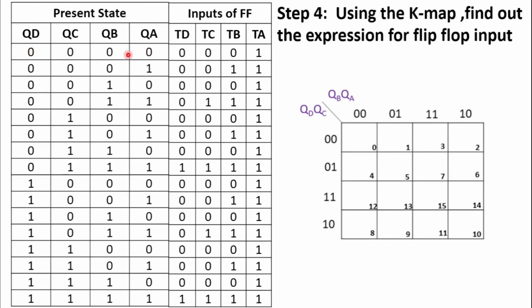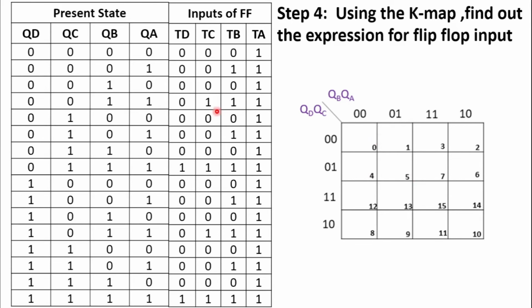So 0000 means 0 in decimal, that corresponds to this cell. 0001 corresponds to 1 in decimal, so it corresponds to this cell. 0010 corresponds to 2, so it corresponds to this cell. Likewise 1111, which is equal to 15 in decimal, corresponds to this cell. So these 16 different values under TD are written in these 16 cells ranging from 0 to 15.